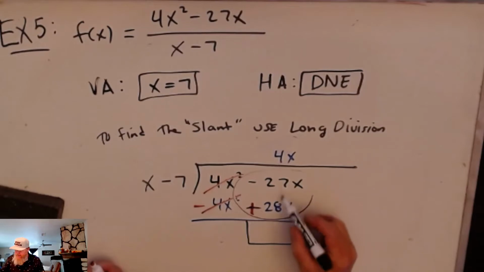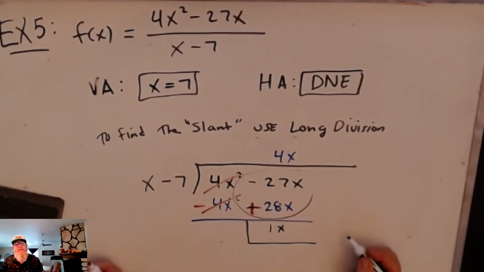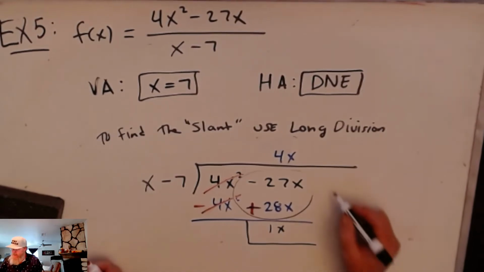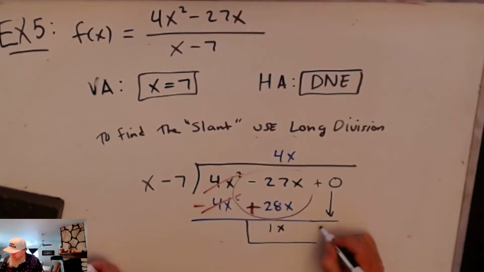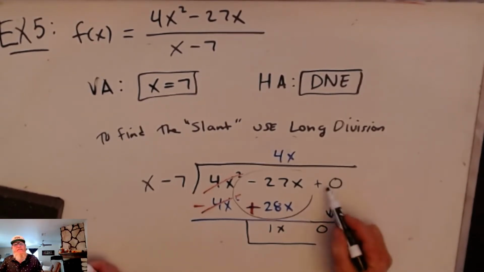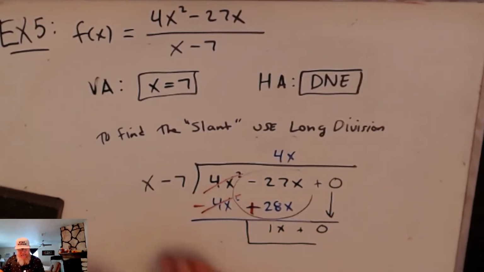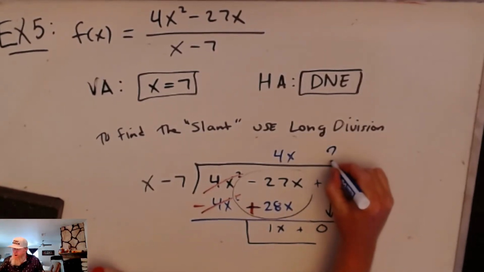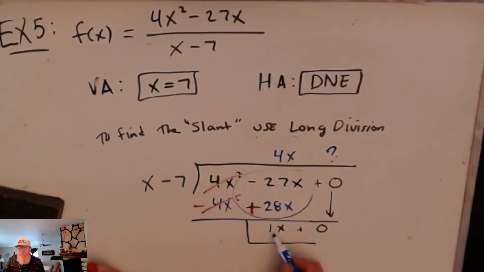In this case, it's negative 27 plus 28, which is 1x. Okay. If there's a number here, bring it down. If not, it's a 0. Sometimes there's a constant number. If there's not a constant number, it's 0. So now your dividend is 1x plus 0. And again, you guess, or insist, what times this x would equal 1x?